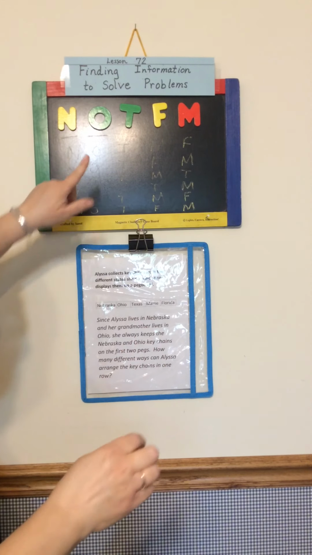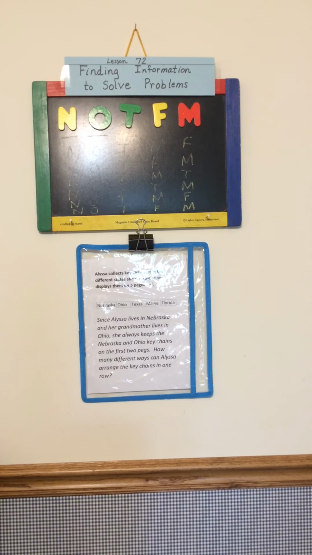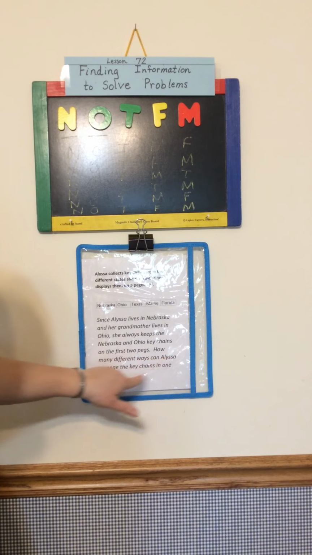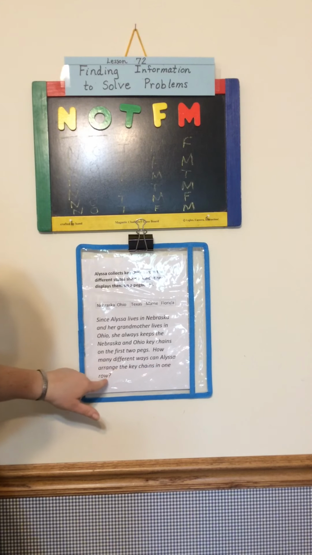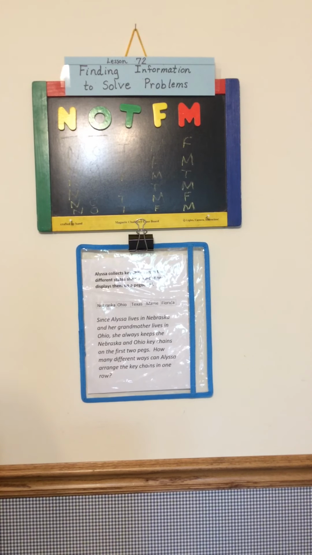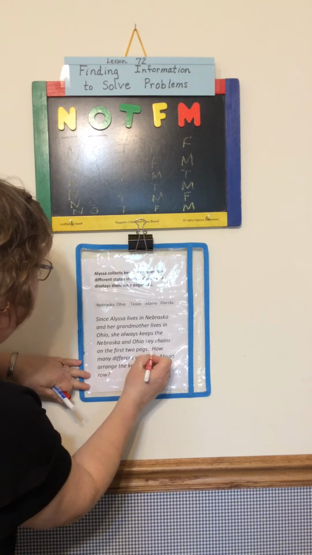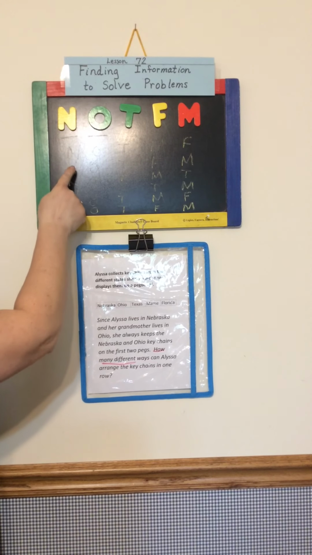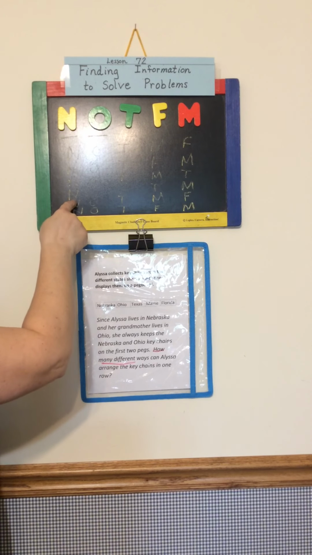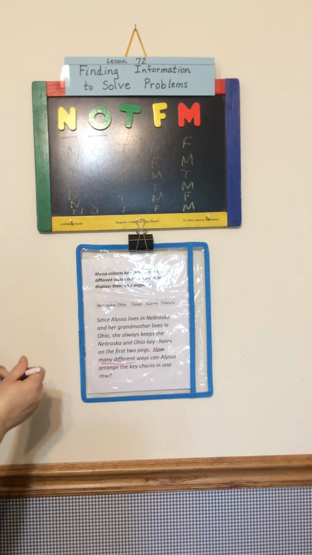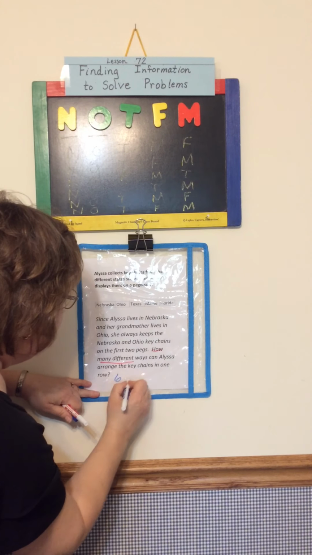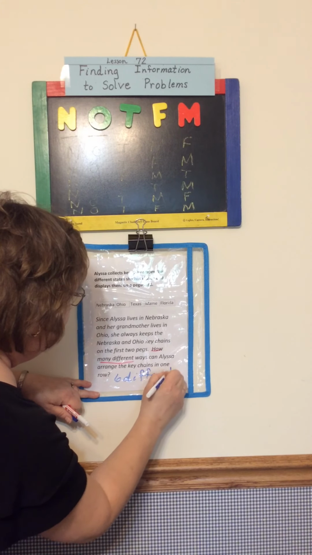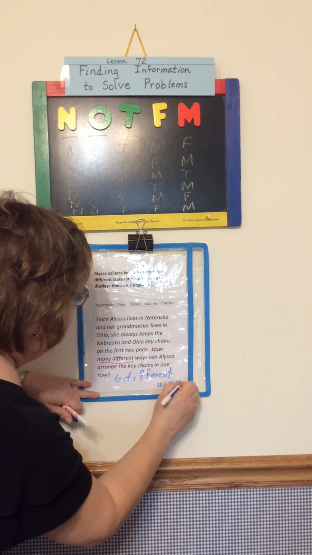But this was not the question. We did not answer the question yet. The question was, how many different ways can Alyssa arrange the keys in one row? The question is, how many? That's a number. So let's count how many. 1, 2, 3, 4, 5, 6. 6 different ways. That was kind of fun.